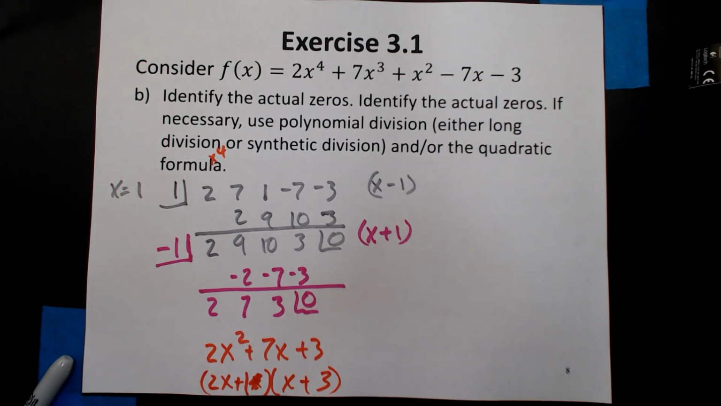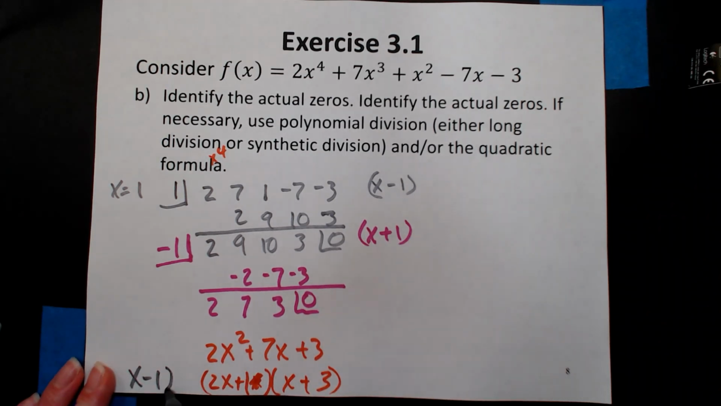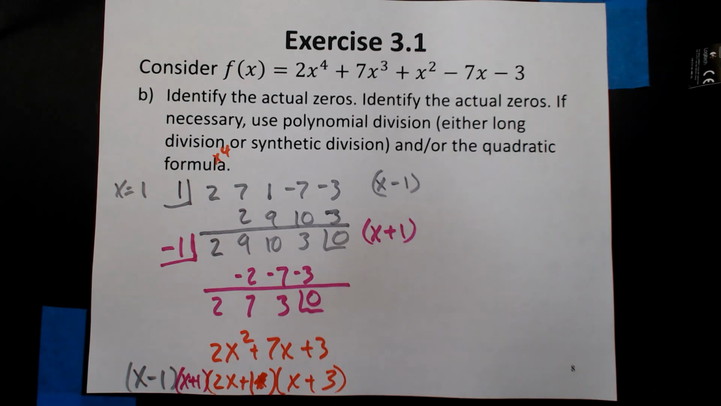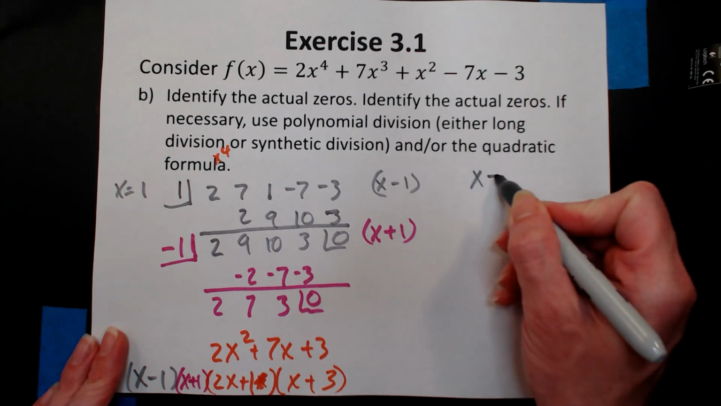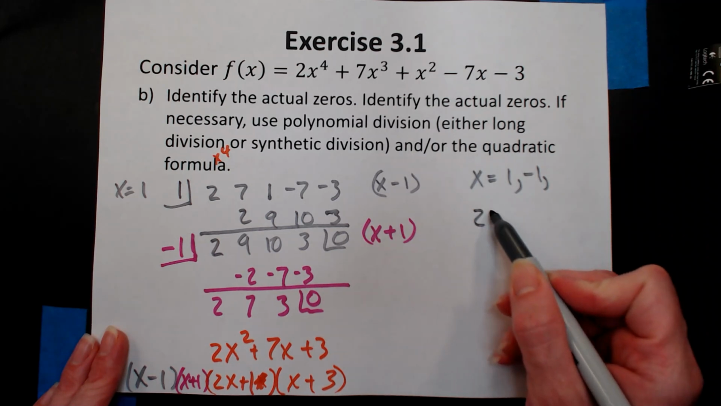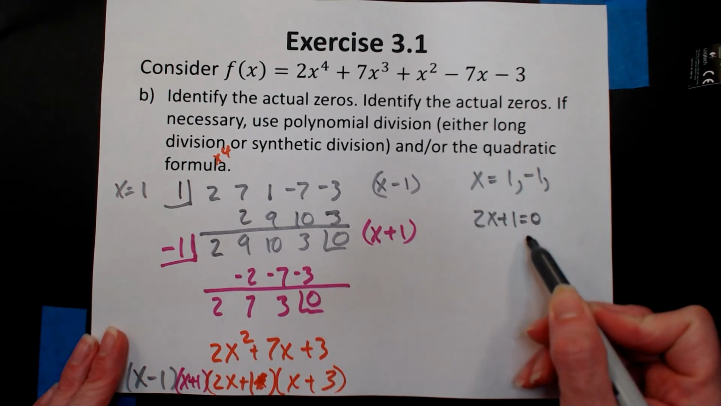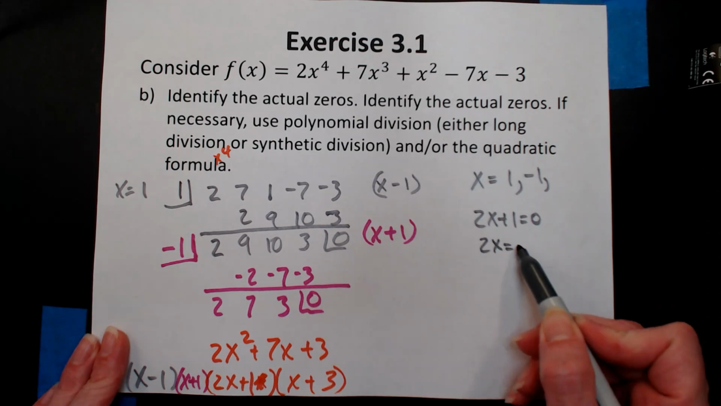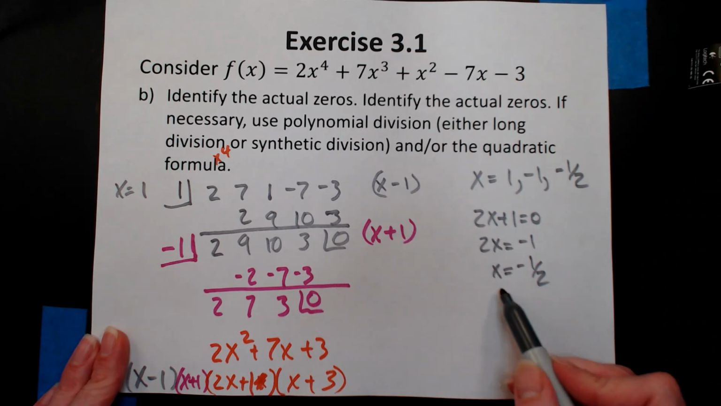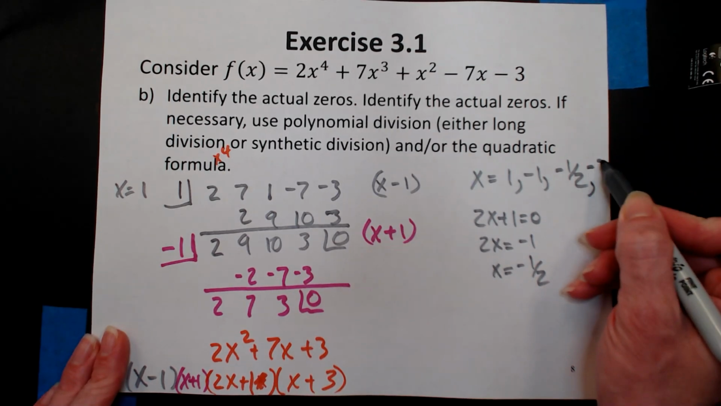So I now have the factors. I have my x minus 1 and my x plus 1. I'm running out of page as usual. And so that corresponding 0 gives me x equals 1 and x equals negative 1, and then this one right here, we have 2x plus 1 equals 0. That'll give us 2x equals negative 1, so x equals negative 1/2. So I get negative 1/2 as well. And then this other one is just going to give me negative 3.